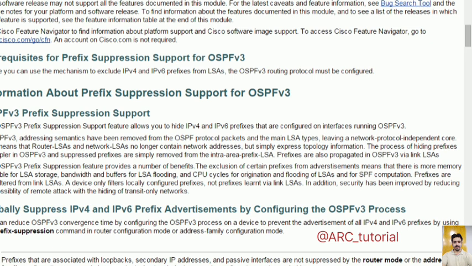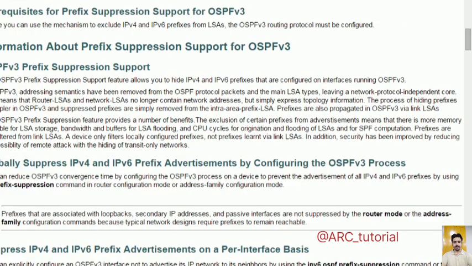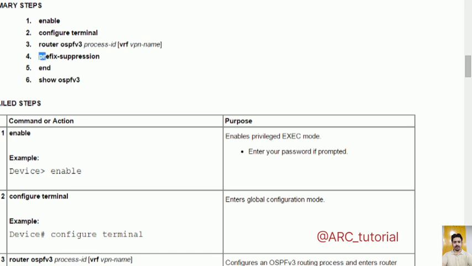With prefix suppression in OSPF, you can suppress only those prefixes which are directly connected to you. You cannot suppress prefixes which are received from one neighbor and that you are advertising towards another neighbor. You can suppress only directly configured IP addresses, directly configured networks only. And the command is simply prefix suppression under router mode.